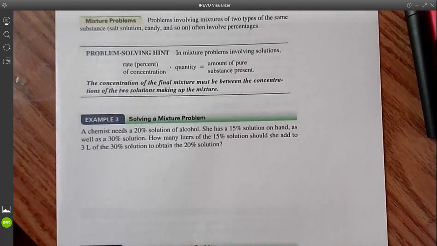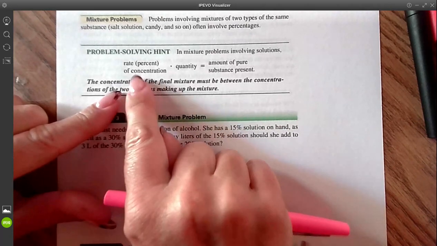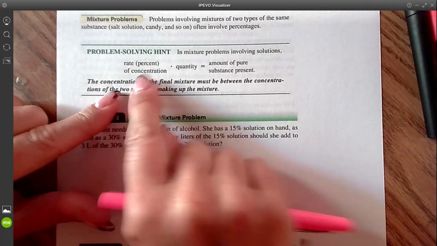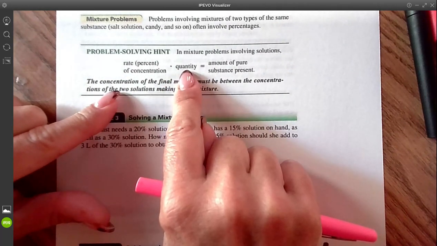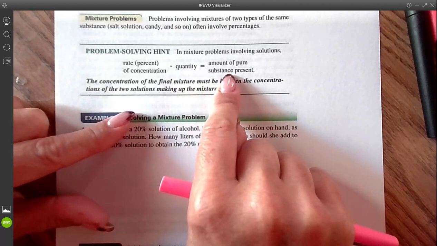Mixture problems. Problems involving mixtures of two types of the same substance, like salt solution, candy, and so on, often involve percentages. They don't always involve percentages, but honestly, the setup is always going to be the same, whether it's percentages or like cost per pound. When you set up your table, instead of using distance, rate, and time, you're going to use the rate or percent of concentration as a decimal times the quantity or amount of that item you have, and that's going to equal the amount of pure substance present.